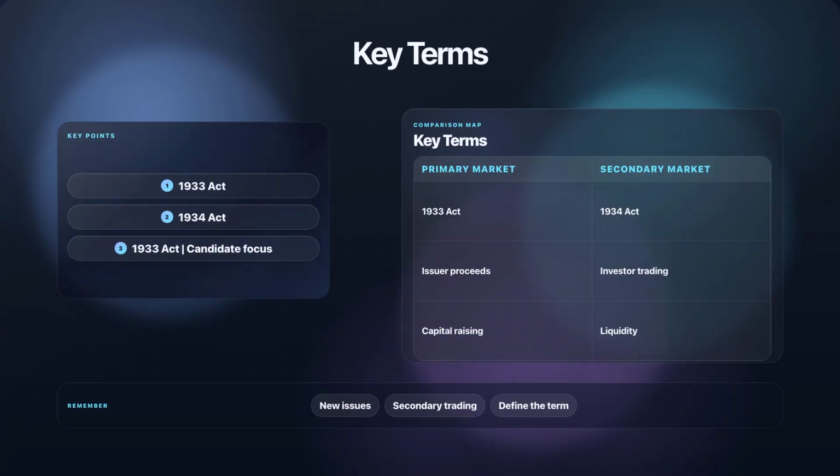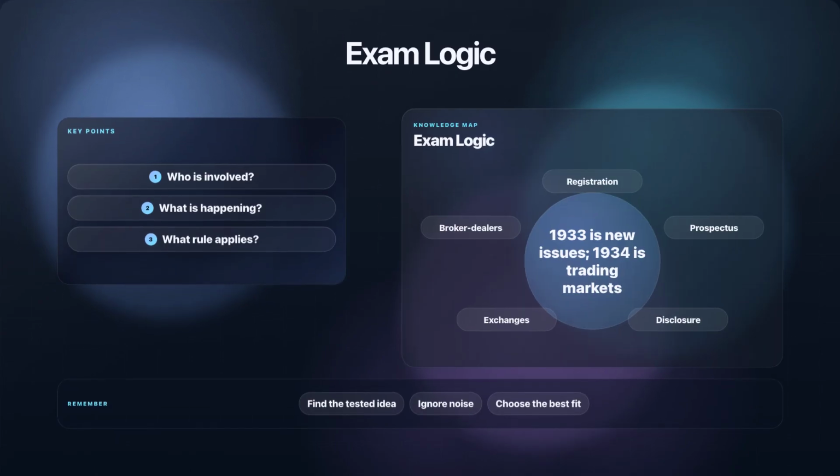Start by separating the key terms. For this topic, pay attention to 1933 Act, 1934 Act, new issues, and secondary trading. The SIE often rewards candidates who can recognize a term and then connect it to the correct function, risk, document, or rule.